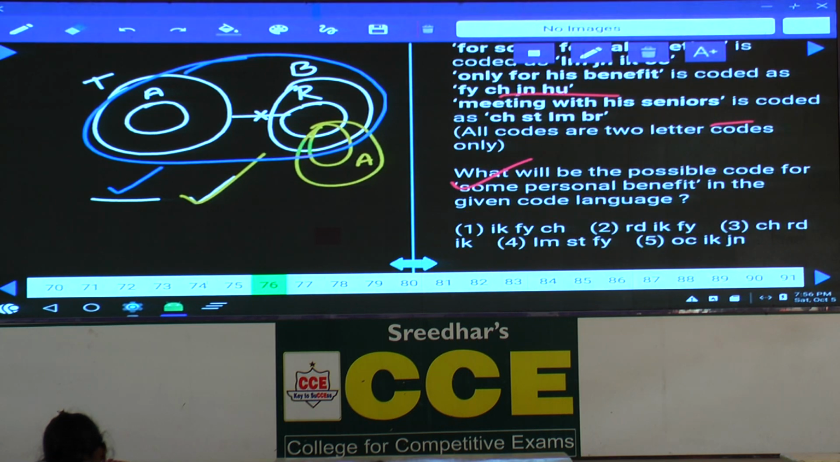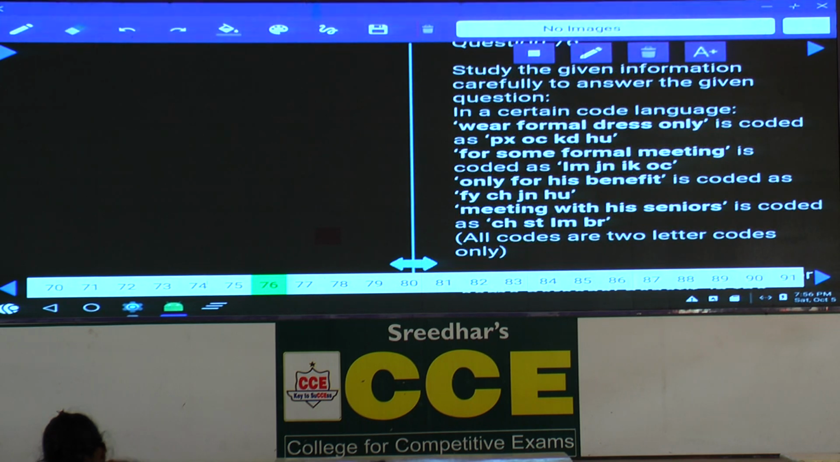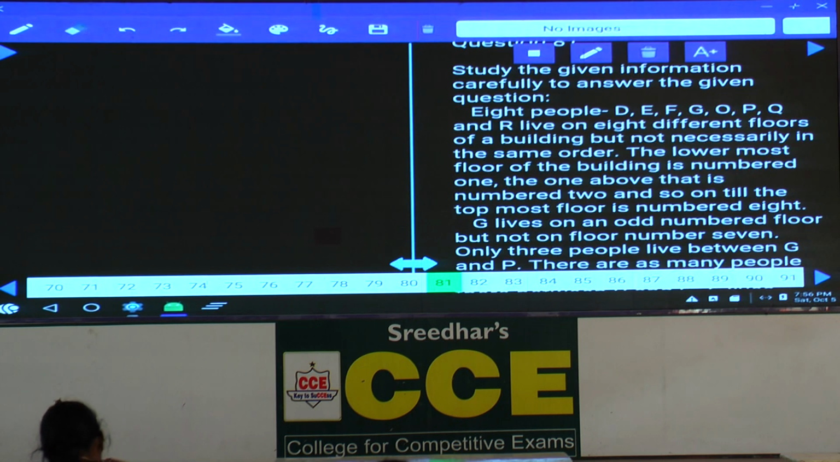Questions 76 to 80, tell me what is given in this one, coding and decoding. Shall I explain this one, 76 to 80? Next one, 81 to 85.